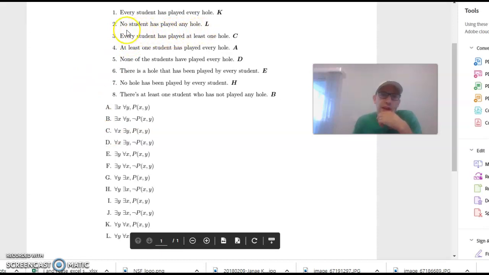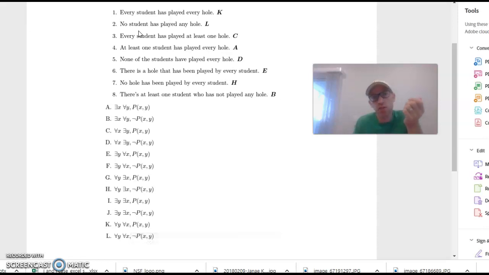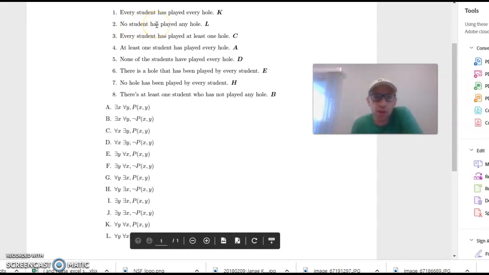Another way to say this is for any hole that you choose and for any student that you choose, the student has not played the hole. And notice when you have two for any's or two there exists, you can switch the order. That's okay. It's when there's one for any and one exists that you cannot switch them. So in this case, no student has played any hole. It should be for any, and then a not.